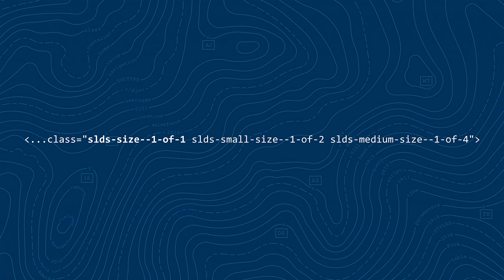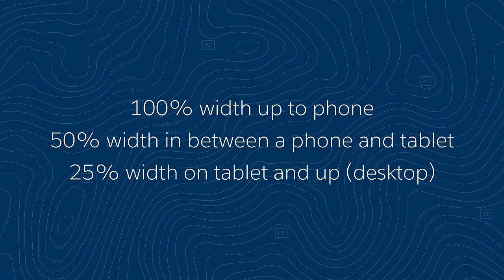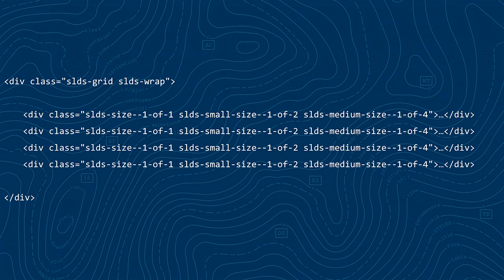We only want to change the element's width at the small and medium breakpoints. So small will be rendered at 1 of 2. And anything larger than medium, so medium and up, will be rendered at 1 of 4. So this translates to 100% width up to a phone or phone and above, 50% between a phone and a tablet, and 25% width on a tablet and up. So in reality, the code you would use would look more like this.